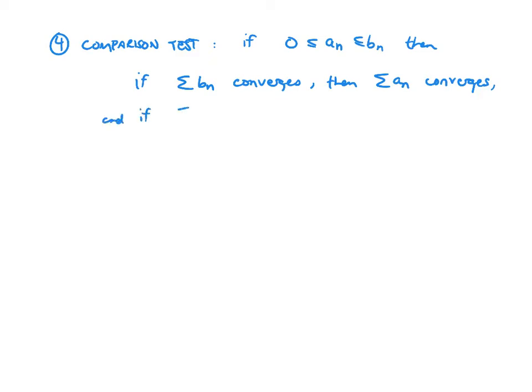And secondly, if the AN terms diverge, that series diverges, then the one BN that's bigger than it is also going to diverge. So we're borrowing the convergence or divergence onto the other series. Very similar to the comparison theorem for integrals that we've introduced a while back.